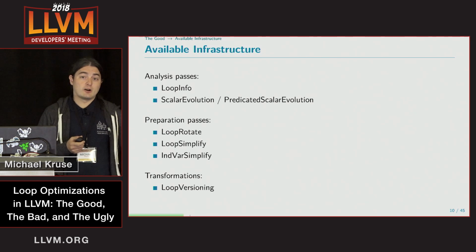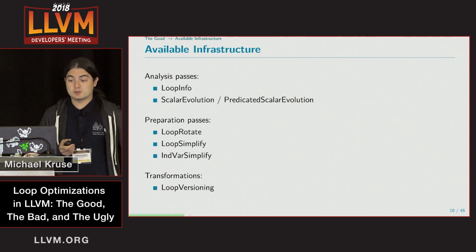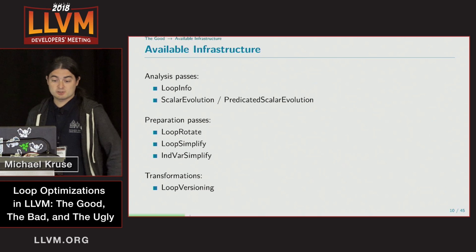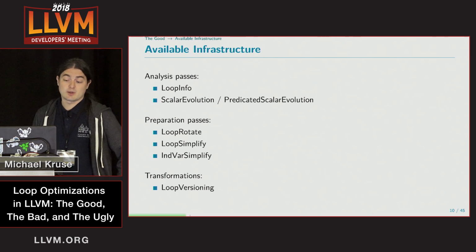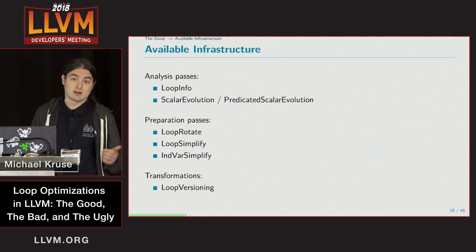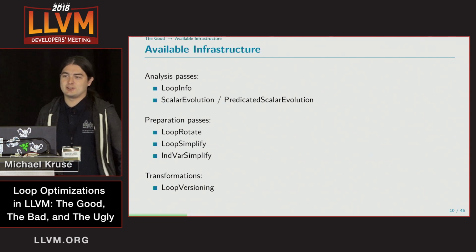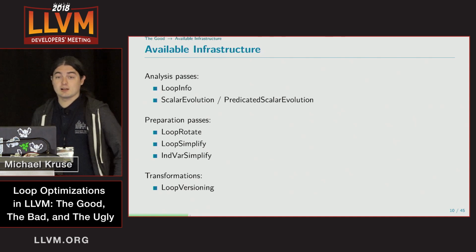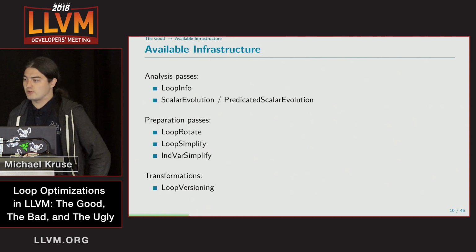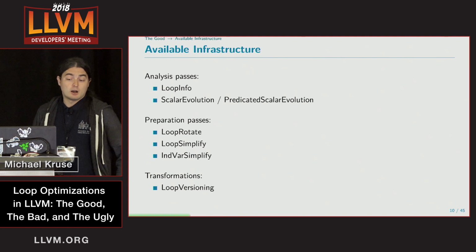We also have a couple of infrastructures shared by all the loop transformations. Every loop transformation can make use of loop info, which is kind of a precondition to actually know the loops to optimize. Scalar evolution and predicated scalar evolution are pretty good for the things that they are doing.